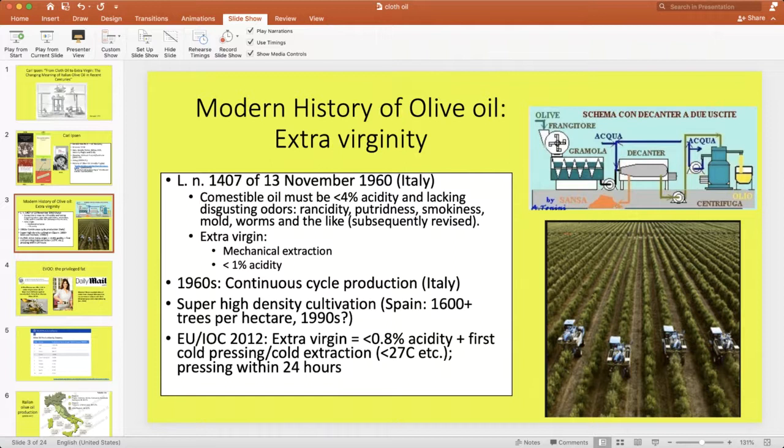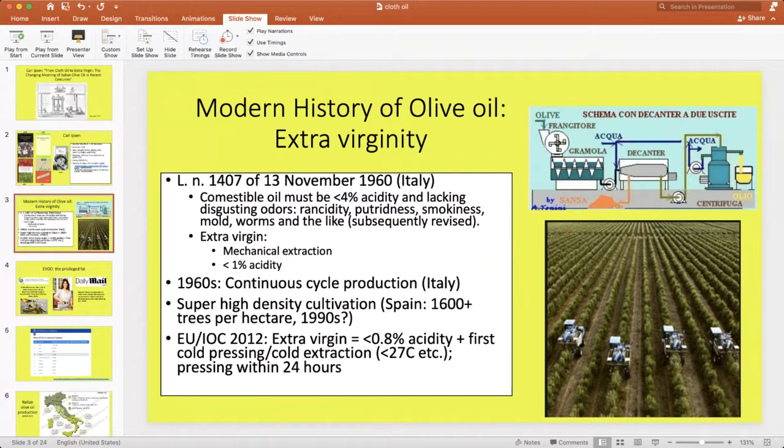Anyway, in addition to the law of the 1960s, the 1960s saw the development of continuous cycle production. Alfa Laval in Italy was the first to develop those machines. There's a picture on the top right of how they work. I'm not going to go into that today. But the important thing is that as opposed to the picture I showed you before of the crusher and the press, continuous cycle production sped up production by a factor of 10 or 20 times. So you could produce a lot more oil in a much shorter period of time, which is crucial for oil because quality oil has to be pressed shortly after the fruit has been harvested. In fact, by law, within 24 hours.